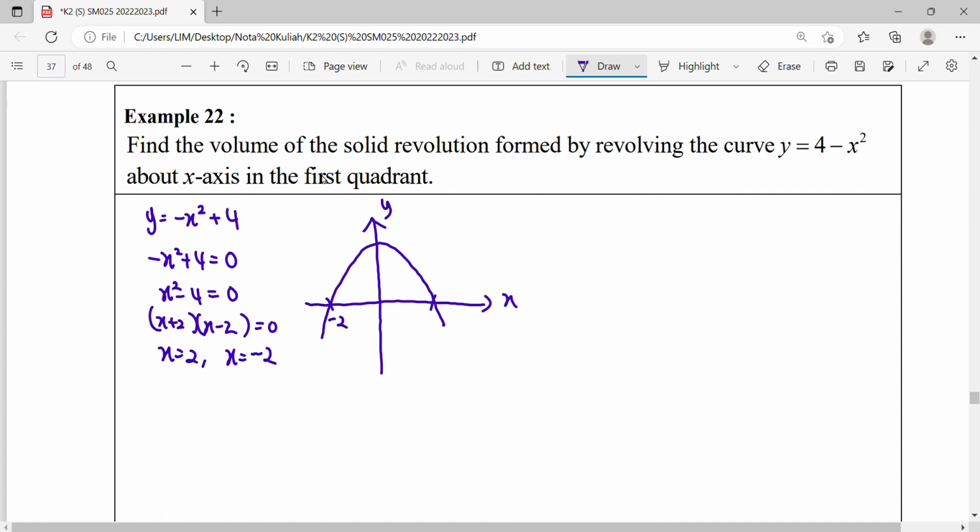Negative 2, 2. So the curve revolving about the x-axis in the first quadrant means you want only this region to be rotated. You rotate it to form a solid. When you rotate it, actually you get a bowl shape.